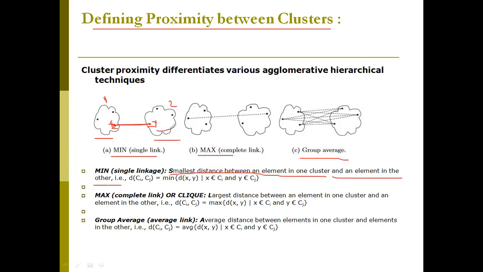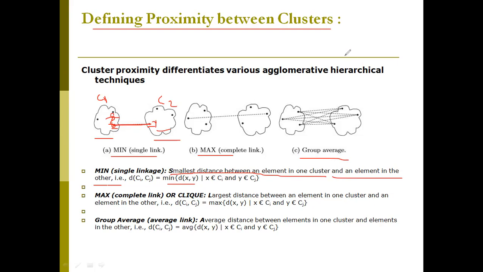Y belongs to Cj and x belongs to Ci, which means C1 and C2, where x belongs to a data point in this cluster and y belongs to a data point in that cluster. Here we are going to find the minimum distance between x and y data points, which belong to cluster 1 and cluster 2. Okay, this is the calculation of minimum proximity between two clusters.